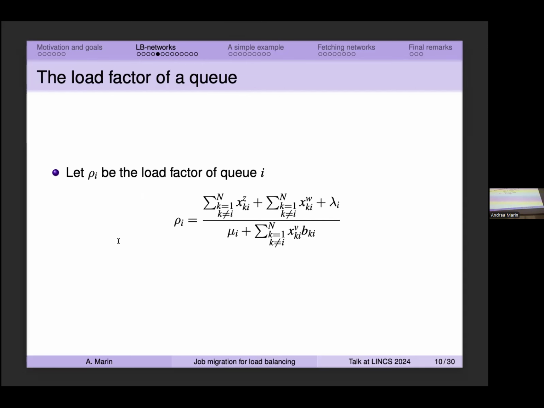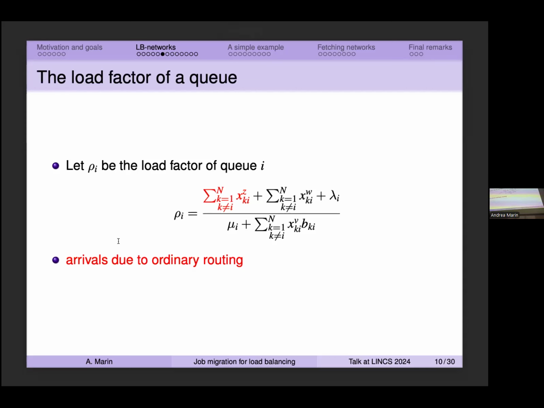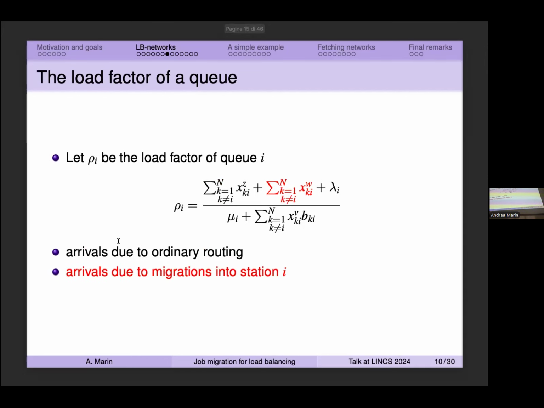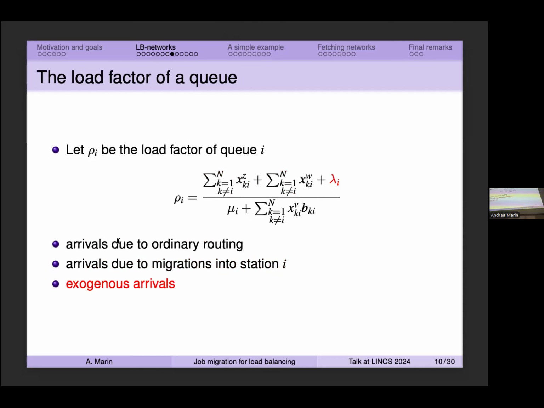So let me first show you what the load factor of a station should look like. The load factor consists of these are the flows that arrive at the station, and this is basically the service rate. So why do customers arrive at the station? First of all, from all other stations different from i, you have a flow arriving at station i. This is the ordinary routing of queue networks. Then you have another flow arriving, that is the flow that arrives because you are polling another station and you steal some jobs from that station, second flow. The third flow is the flow from exogenous arrival at the station. So from the outside, new customers may arrive if the network is open, and they arrive with that intensity.